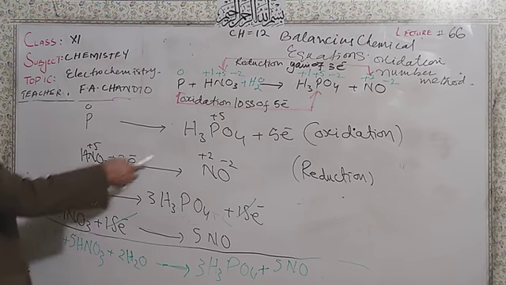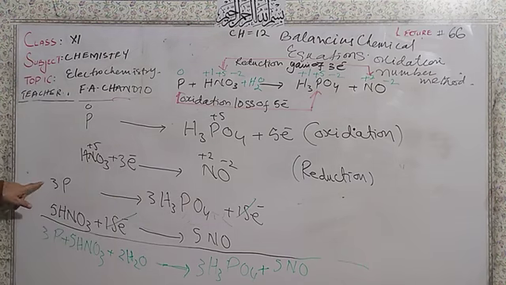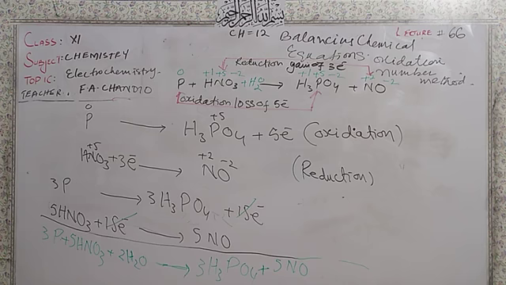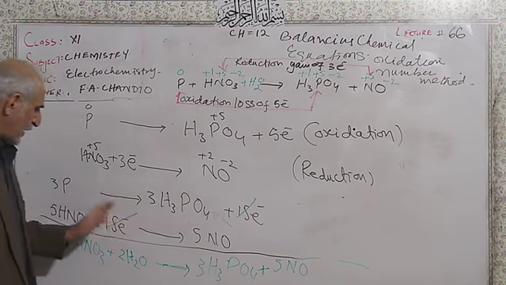Then I told you that you have to balance these electrons. 5, this equation is multiplied by 3, so 15 electrons. Then 3 multiplied by 5, 15 electrons. Then add, also water you have to put, because it is present in the chemical equation, so I must put here. So then this is 3 phosphorus, I put 3 phosphorus, 5 nitric acid I put here, then I put water here, electron cancelled, 3 molecules of phosphoric acid I write, and 5 molecules of nitric oxide also.